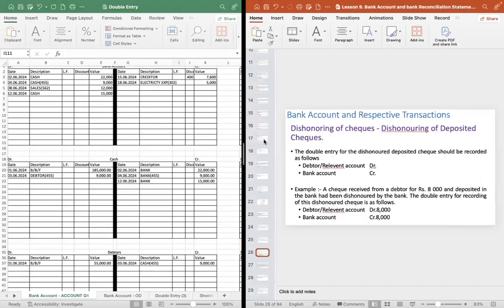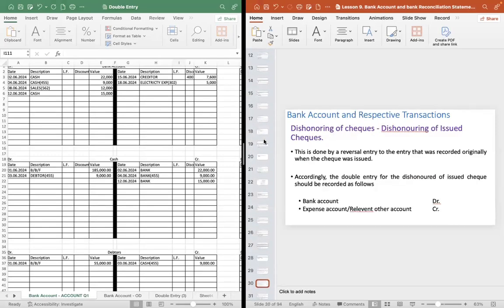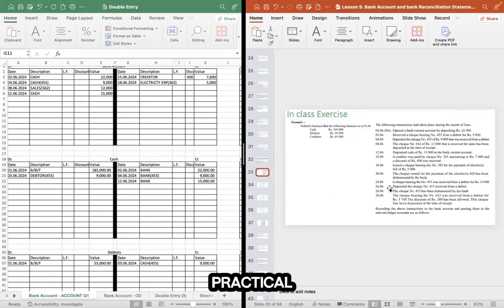Dishonoring of, this is not a deposited check. This is a dishonoring of issued checks. Okay, so we have already learned about this, and today we are doing the practical implication. So on 20th, the check issued for the payment of electricity bill has been dishonored by the bank.